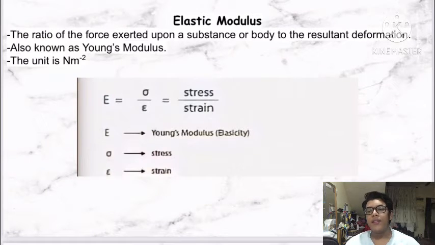So the next part is about the elastic modulus. Elastic modulus is the ratio of the force exerted upon a substance or body to the resultant deformation. It is also known as Young's modulus. So the unit is Newton over meter squared.